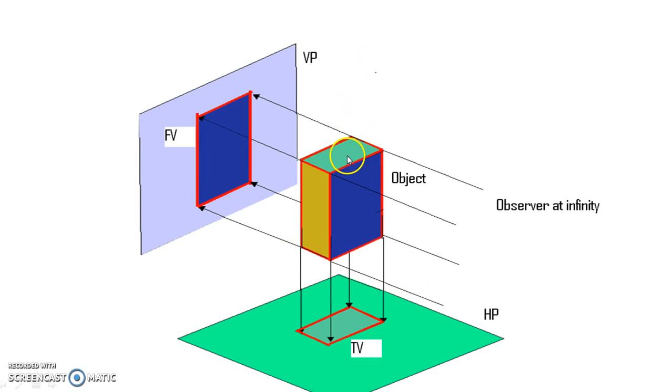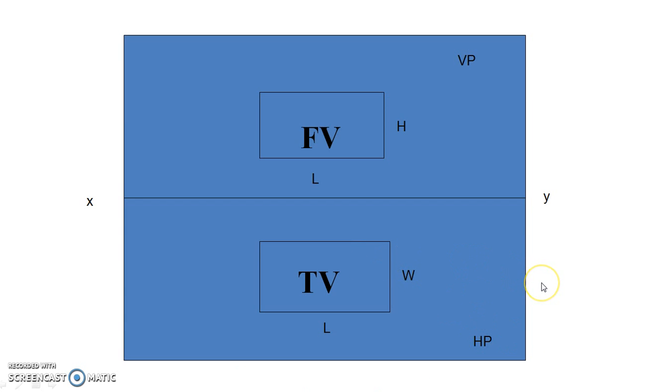Now when we look at this object from top, then the image or the view which is obtained on the horizontal plane is called the top view, since it has been obtained from the top of the object. When we rotate the horizontal plane by 90 degrees, we can get both the views, front view and top view, on a single plane, one over the other. So this is the front view, and below that this is the top view.